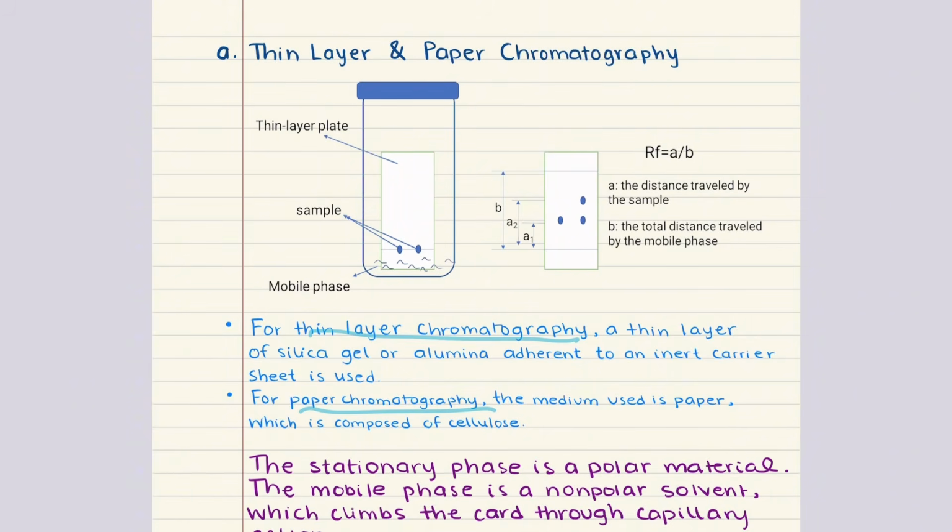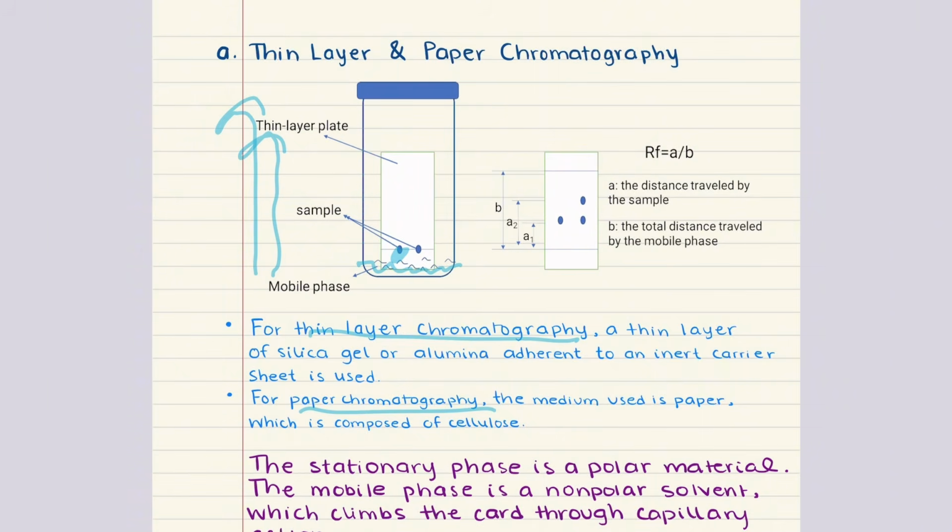The mobile phase is going to be a non-polar solvent, and it moves up the plate or paper through capillary action. So it pulls the solvent upward against gravity. And here's how it works. You're going to apply a small dot of your sample near the bottom of the plate. This is called spotting. Then you place the bottom edge into a solvent. And as the solvent rises, it's going to carry the different components of the sample along with it.